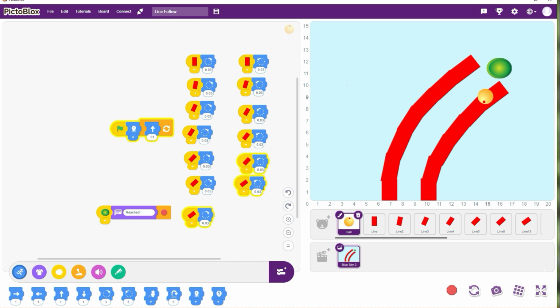Everything is tuned in such a way that it will stay in the middle of the two lines, but somehow it's not working, so I have to fine tune further. But I hope I am able to explain the concept.